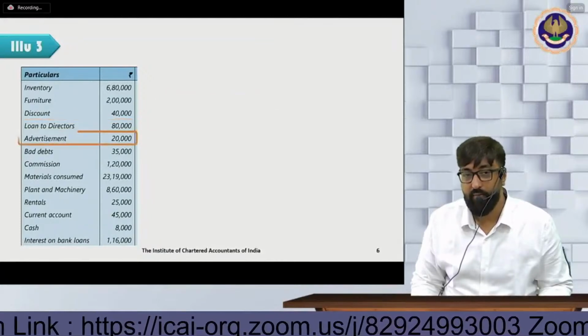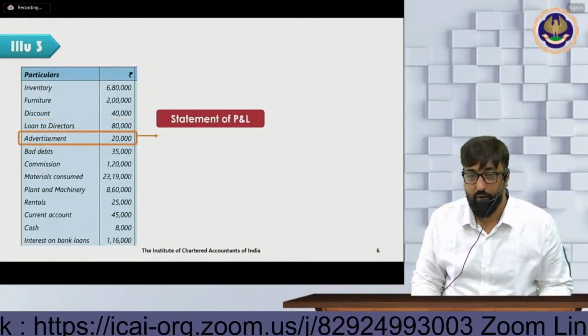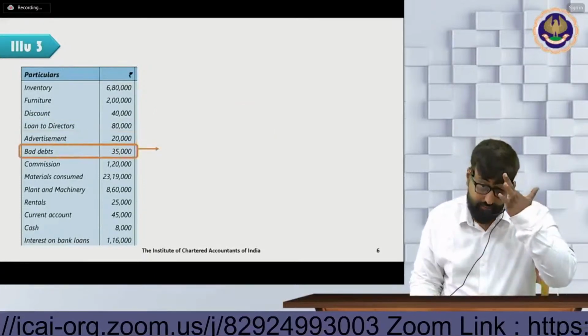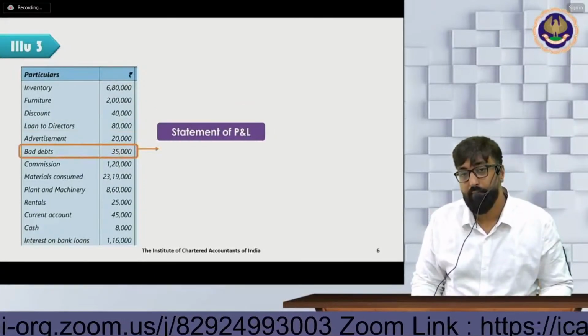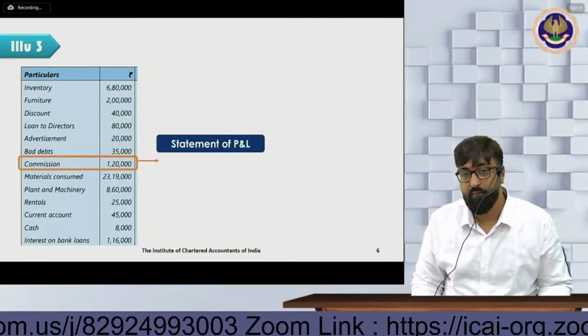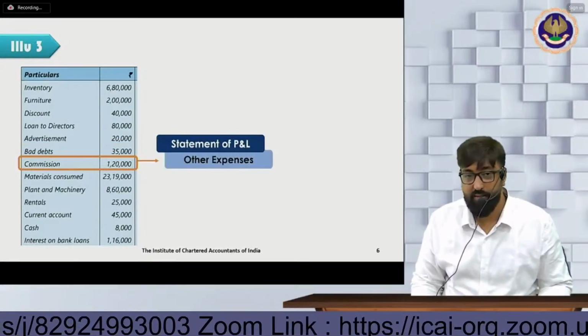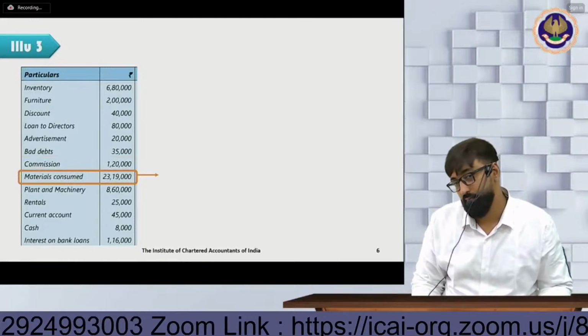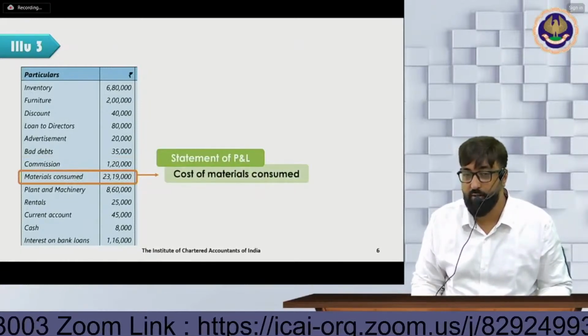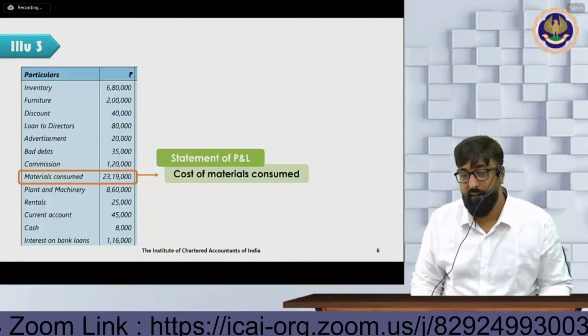Advertisement. Other expense. Very good. Bad debts. Other expense. Very good. Commission. Other expense. Material consumed. Cost of materials consumed in P&L. Very good.